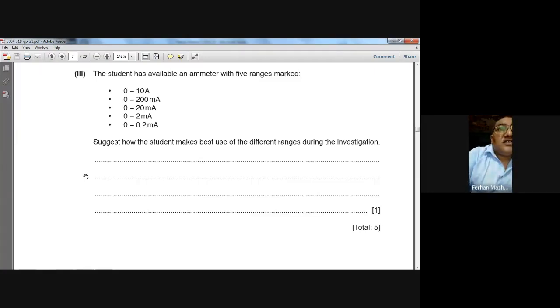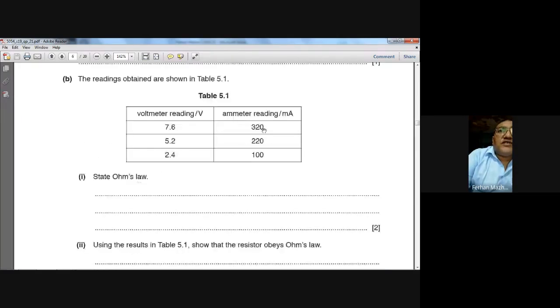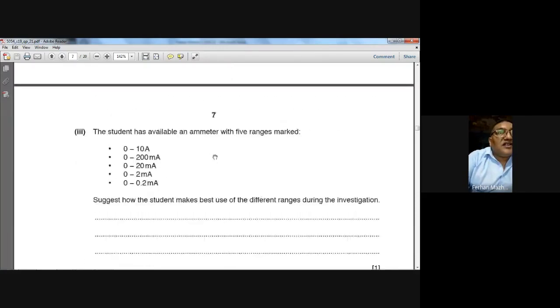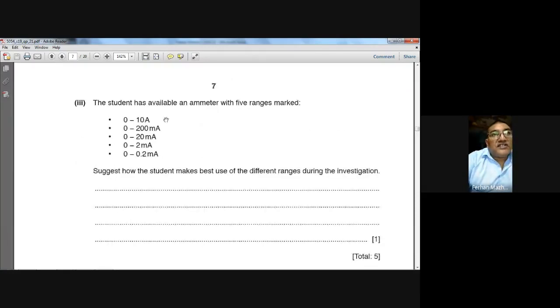Okay. So you see what is the amount of current? You have 320 milliamp, 220 milliamp, and 100 milliamp. Remember these numbers: 320, 220, and 100. For 320, I need to use the range 0 to 10 ampere. For 220, we still need to use this.